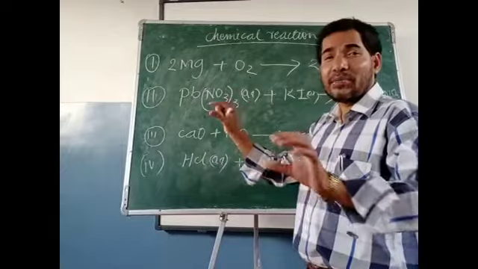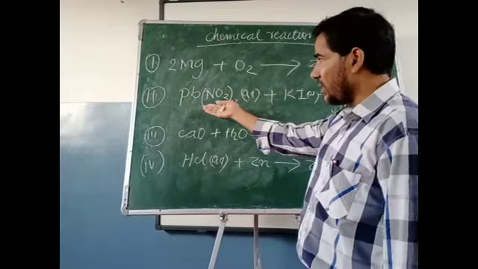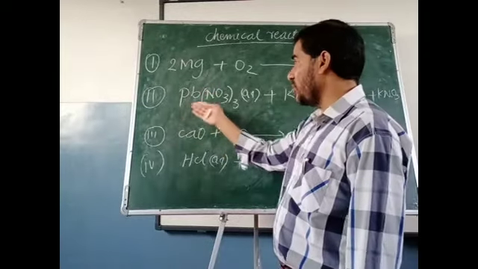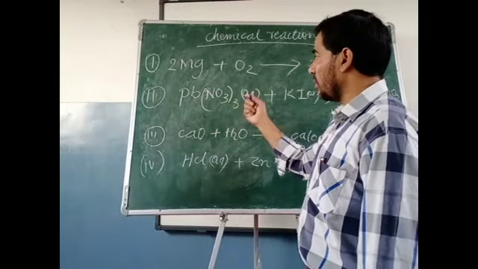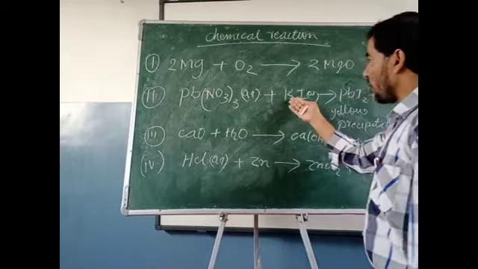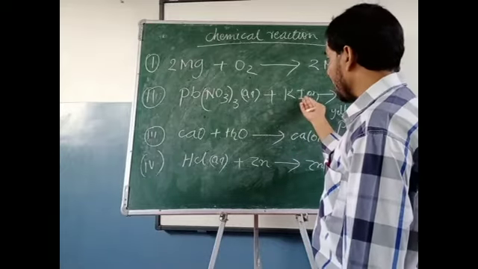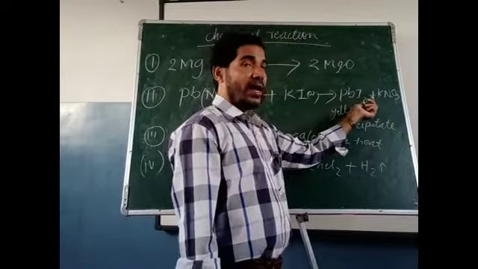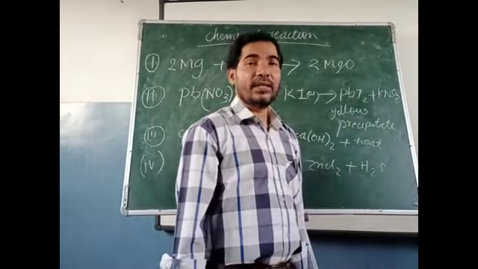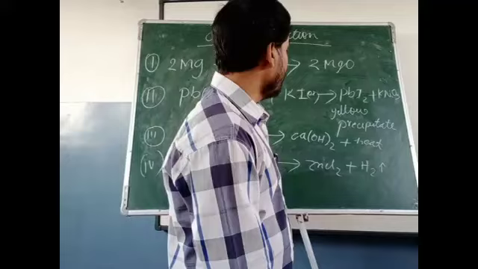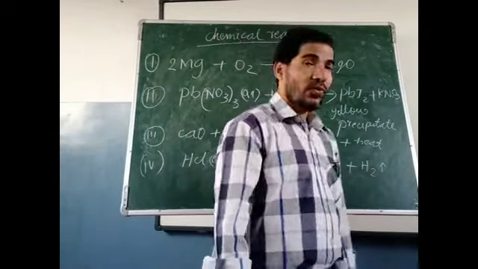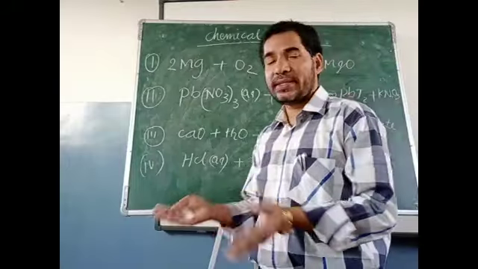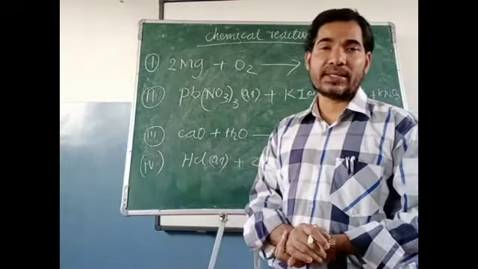form of symbolic representation. In the next equation you are seeing lead nitrate whose formula is Pb(NO3)2 plus potassium iodide whose formula is KI gives lead iodide PbI2 plus KNO3, potassium nitrate. So in this equation we have used symbols and formulae of the elements and compounds which participate in that reaction.